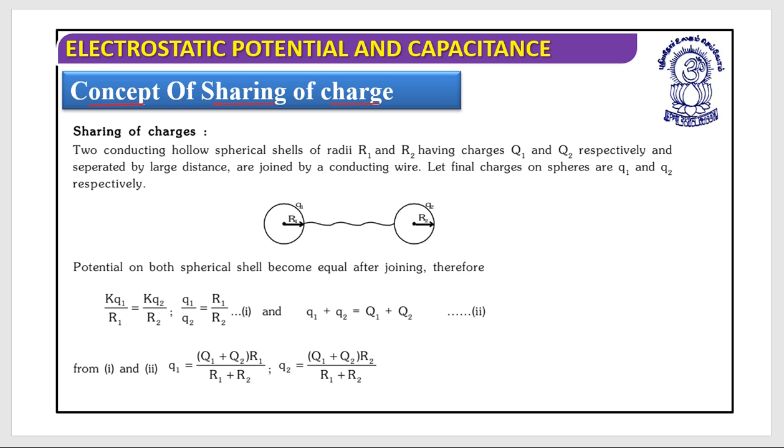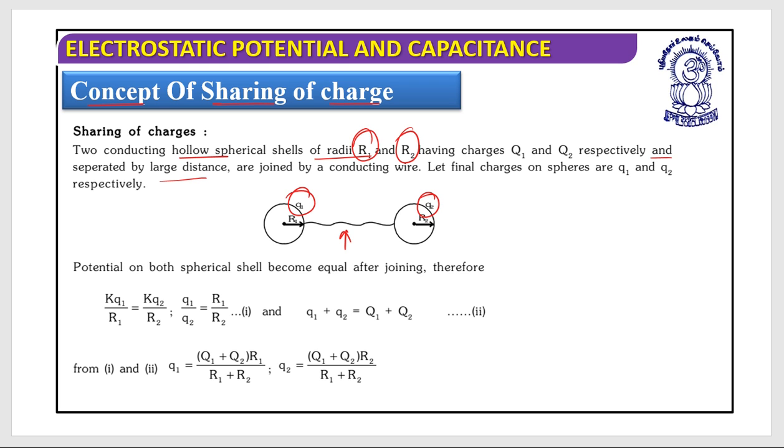So what we have is two conducting hollow spherical shells. Both radii would be r1 and r2. That means these two are having different dimensions. They have been provided with the charges q1 and q2, and they are at a large distance, and are joined by a conducting wire. So what I need to find out are the final charges on spheres q1 dash and q2 dash respectively.